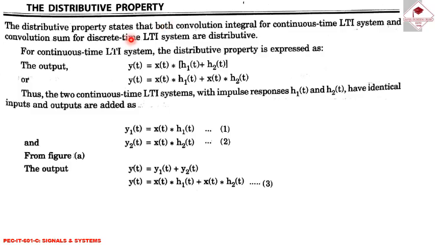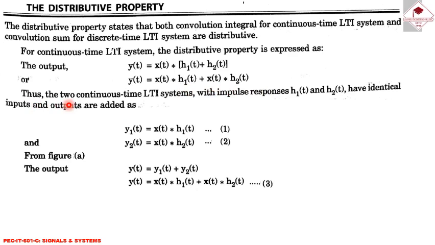The distributive property states that both the convolution integral for continuous time LTI systems and the convolution sum for discrete time LTI systems are distributive. For a continuous time LTI system, the distributive property is expressed as the output y(t) = x(t) convolution of h1(t) plus h2(t), and y(t) = x(t) convolution h1(t) plus x(t) convolution of h2(t).